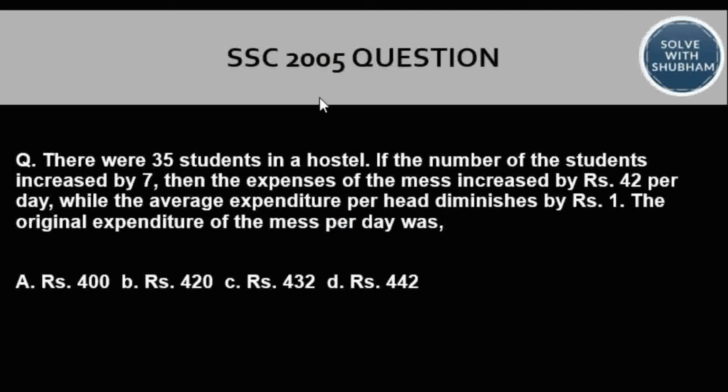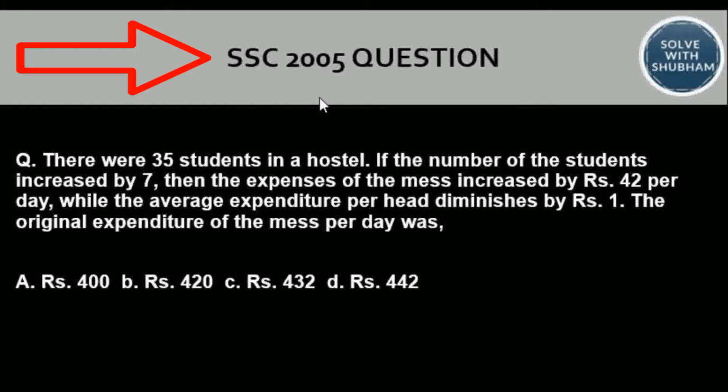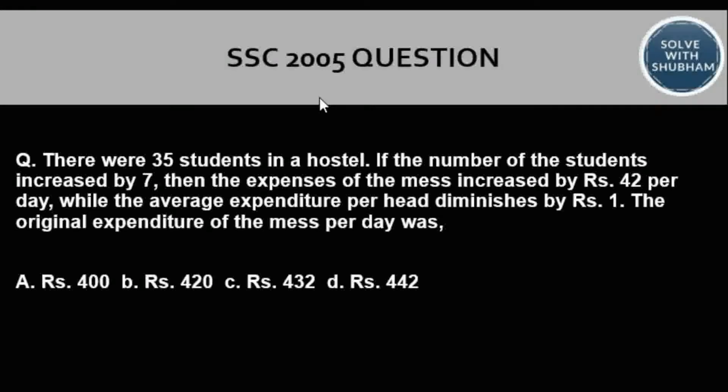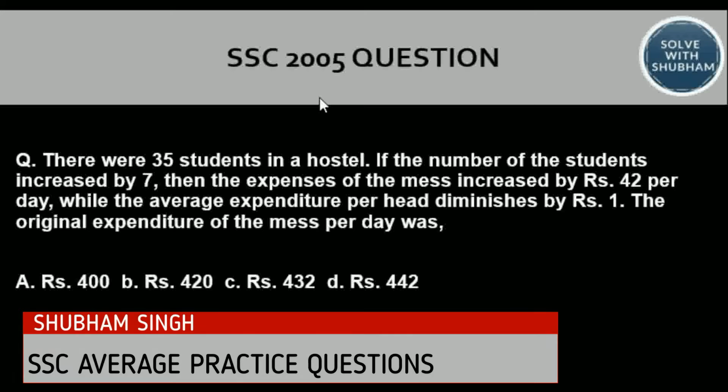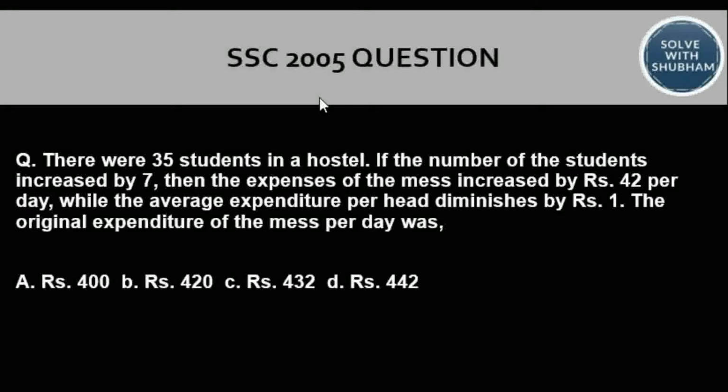Now, the first question has been picked up from the SSC 2005 question paper. It goes like, there were 35 students in a hostel. If the number of students increased by 7, then the expenses of the mess increased by rupees 42 per day, while the average expenditure per head diminishes by rupees 1. The original expenditure of the mess per day was, you have been given 4 options.